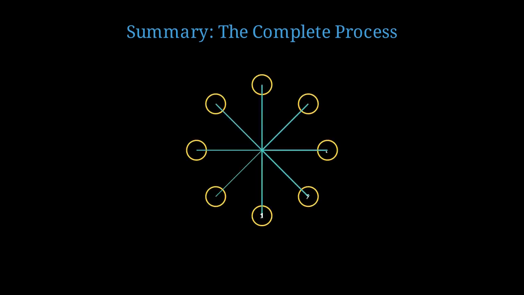Let's review the complete hypothesis generation and validation process. The complete process involves formulating a hypothesis, designing a study, collecting data, analyzing results, and interpreting findings, always considering ethics and limitations.